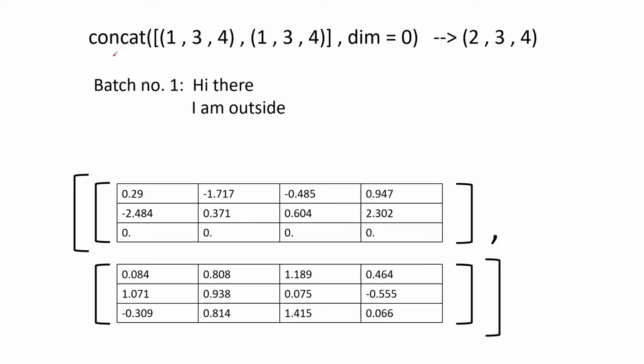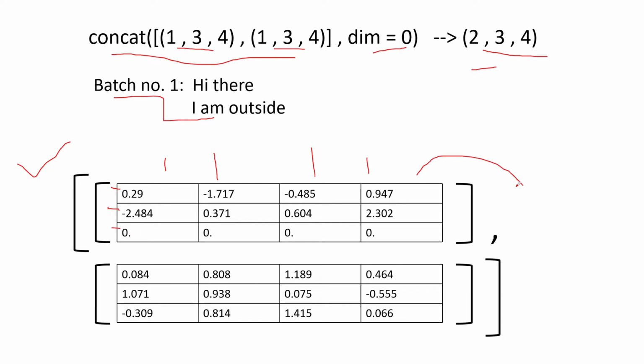Now what will happen if you concatenate? If you use the concat function from PyTorch on 1 3 4 and 1 3 4 with dimension 0, you get 2 comma 3 comma 4. So this is now our batch. Our batch number 1 looks like "hi there" and "I am outside". In number terms, you can see 3 rows, including the padding row, and 4 columns, for each. So 3 comma 4, and there are two such, so there are two of them. So 2 comma 3 comma 4, and this is what the data loader will pass to the training function.